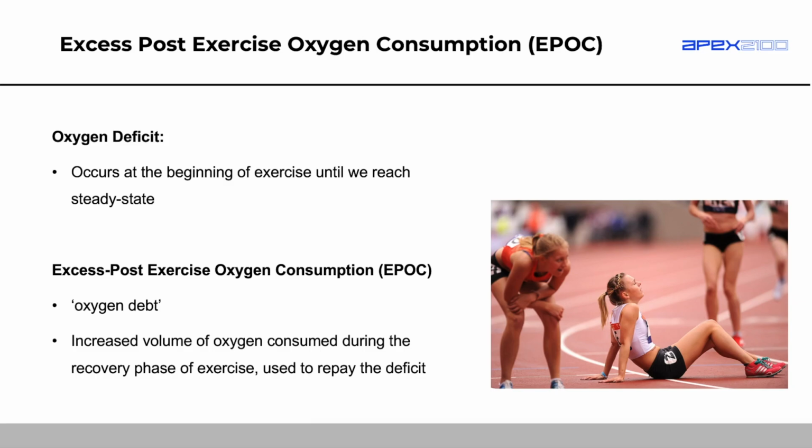Okay, we're on to some specific topics that we need to know now. So the first one is excess post-exercise oxygen consumption. So we need to know what that means and what that is. So during intense physical activity, especially at the start of exercise, the body isn't able to supply enough oxygen to the muscles to meet the energy demands, and that creates something called an oxygen deficit. So it occurs at the beginning of exercise until we reach a steady state.